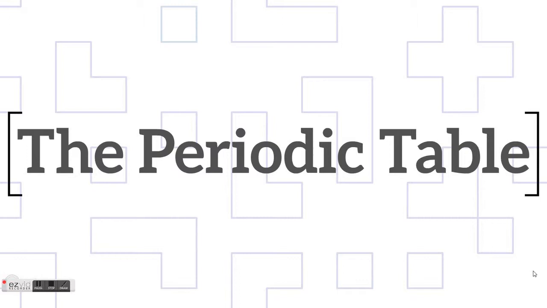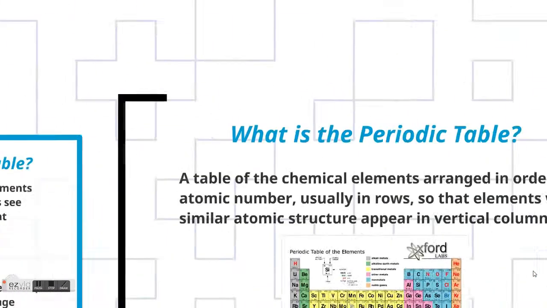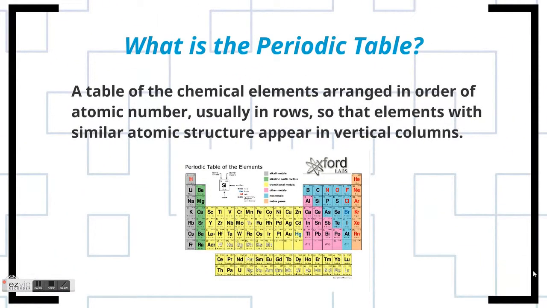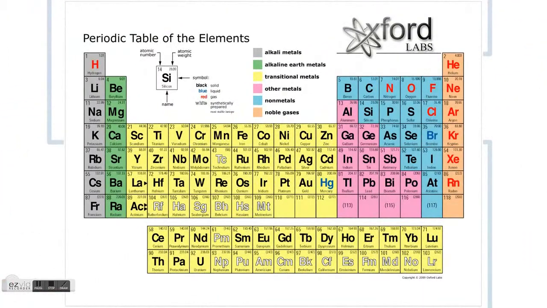Periodic table? What is the periodic table? A table of the chemical elements arranged in order of the atomic number, usually in rows, so that elements with similar atomic structure appear in vertical columns.